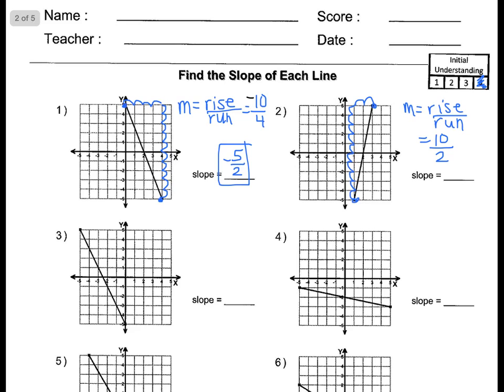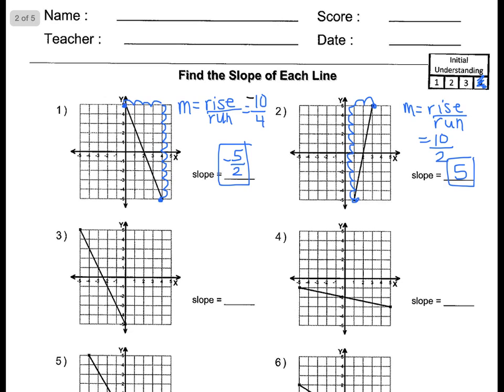Is it a positive slope or a negative slope? Well, we're going uphill here. Therefore, it's a positive slope. Our next step, 10 over 2 cannot be simplified? It sure can. 10 divided by 2 is equal to 5. Therefore, the slope of this line is equal to 5. Please complete problems 3 through 8. And don't forget to pick your reflective understanding at the end.